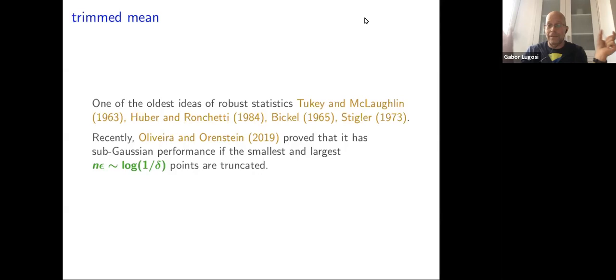the amount of trimming correctly, meaning that we chop off log 1/delta points from the left and log 1/delta points from the right and take the empirical average, then the trimmed mean is actually sub-Gaussian in the same sense as we saw before, okay? Which is really nice. So we only have to lose a constant number of points, right? If delta is a constant, it's just log 1/delta points from the left and from the right.